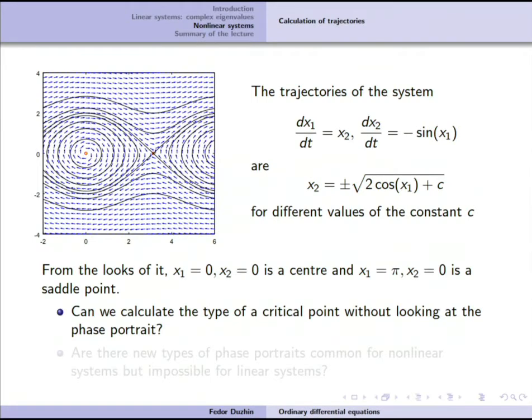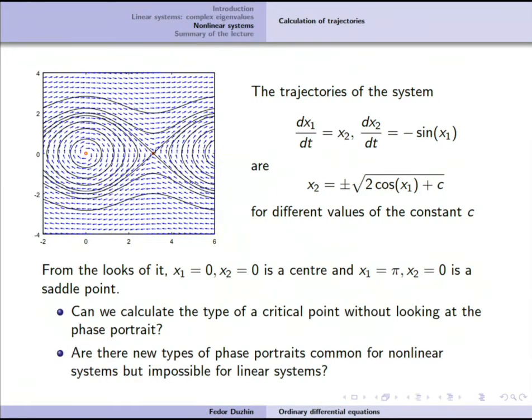And then the question is now, can we calculate the type of a critical point? So it is indeed a center and a saddle point. Another kind of question is, will there be different types of phase portraits for nonlinear systems that just simply cannot happen for linear systems? Those are two kind of philosophical questions that we are going to explore mostly in the next lecture.